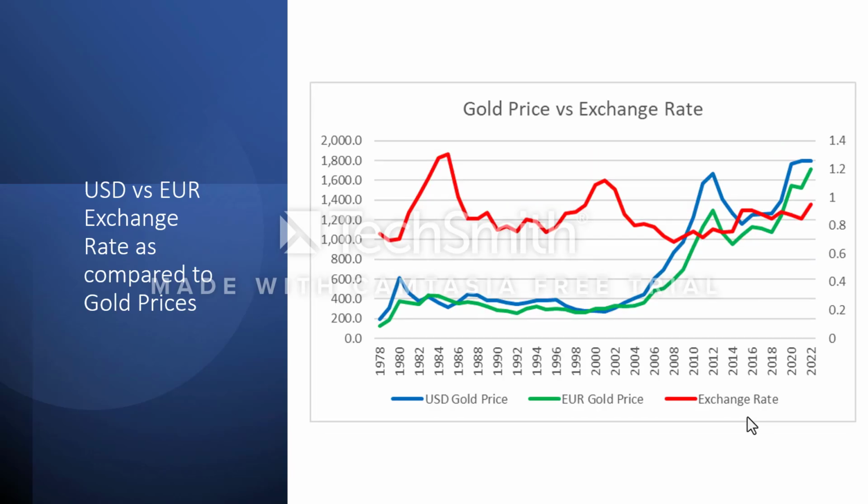We then did the gold price versus exchange rate for the US dollar versus the euro. The red line again here is the exchange rate, and the green and blue again for the euro and the US dollar. The coefficient that was calculated for this one was -0.25, so this shows that there is an even weaker correlation between the exchange rate and gold price.